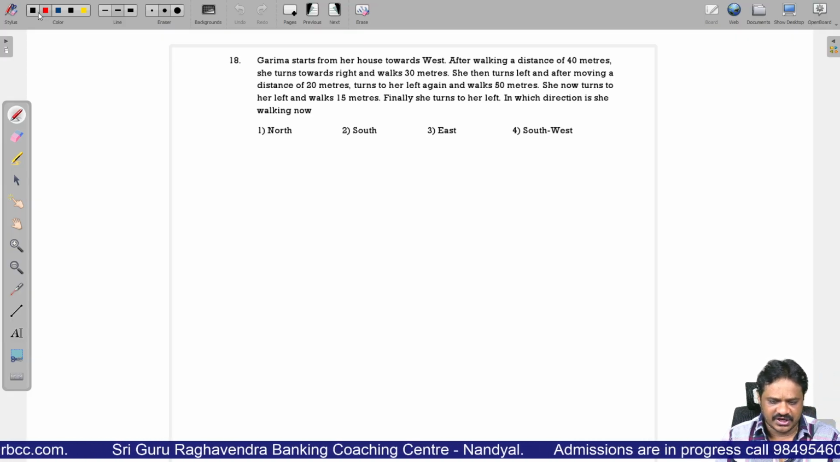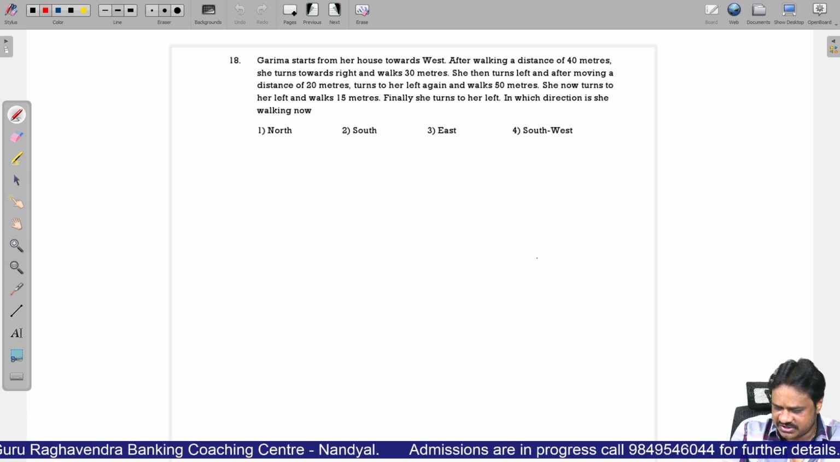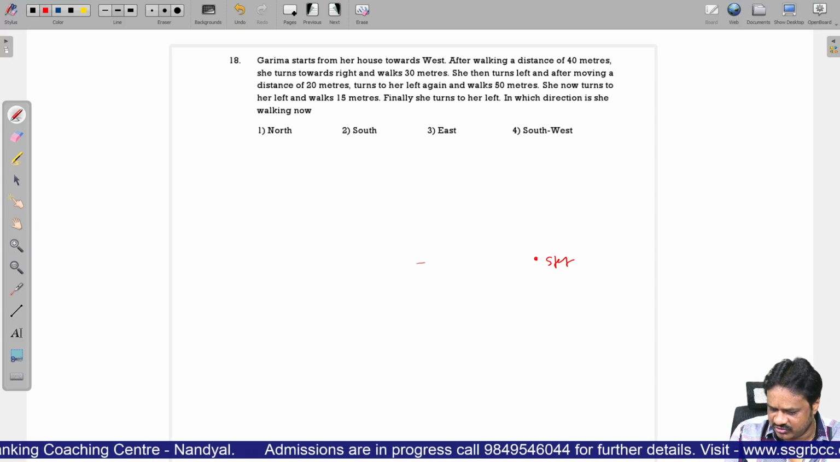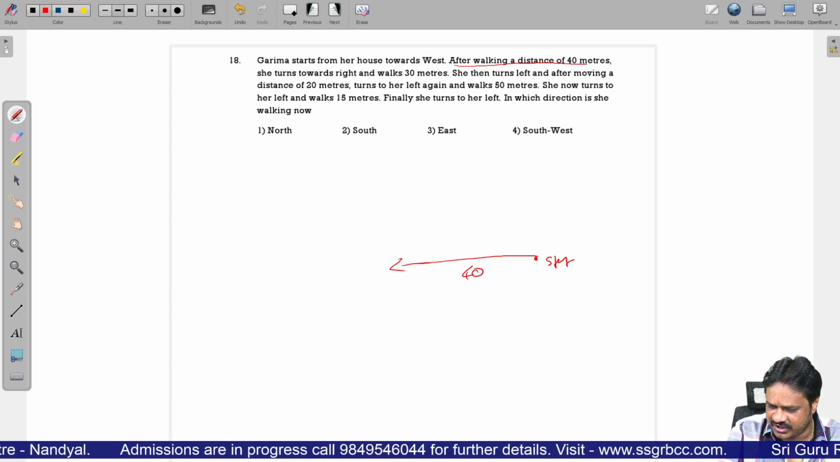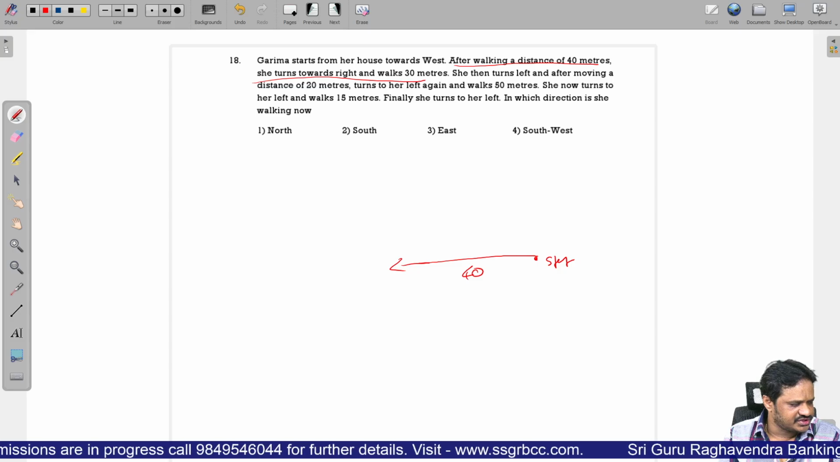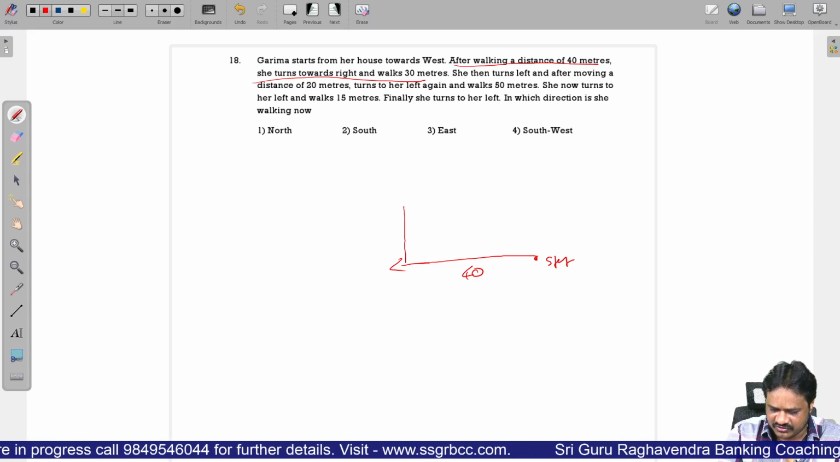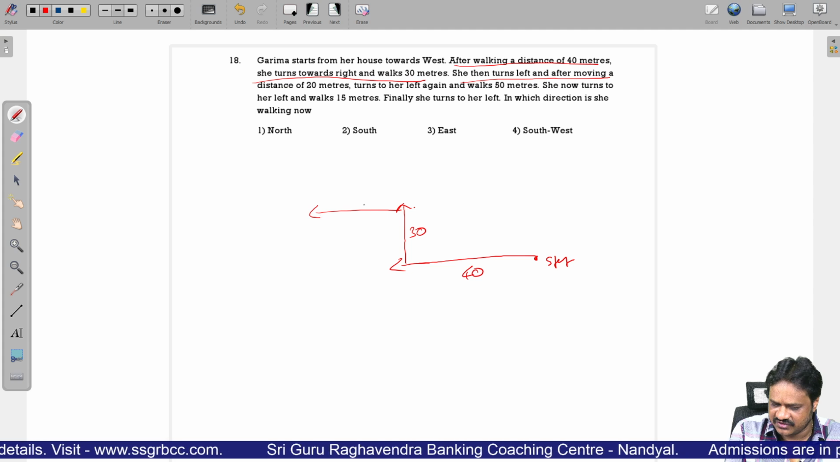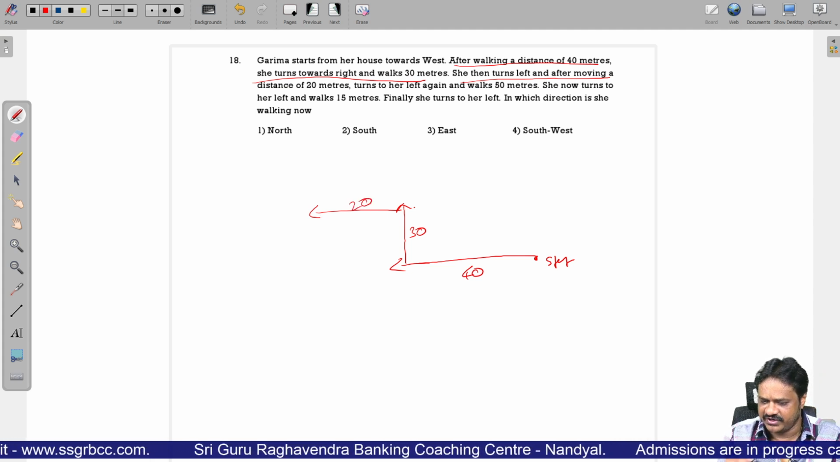Now, Karima walks from her house towards the west. First let us take the starting point. From here, Karima is walking towards the west direction. After walking a distance of 40 meters, she turns right. Right means moving to the north, because a west-facing person turning right moves to the north. She walks 30 meters. Now she turns left and walks a distance of 20 meters.